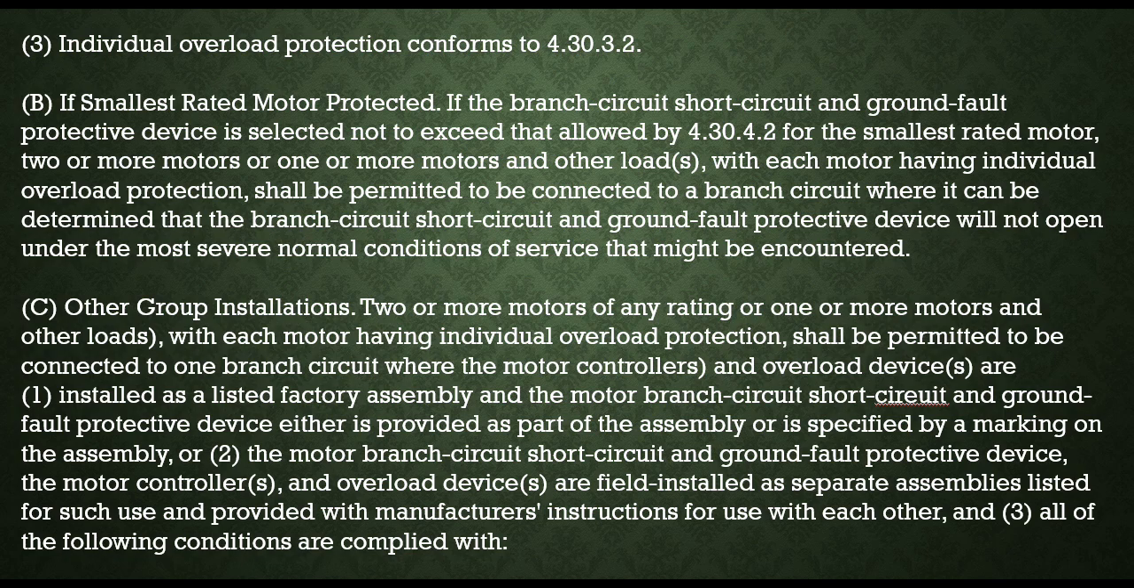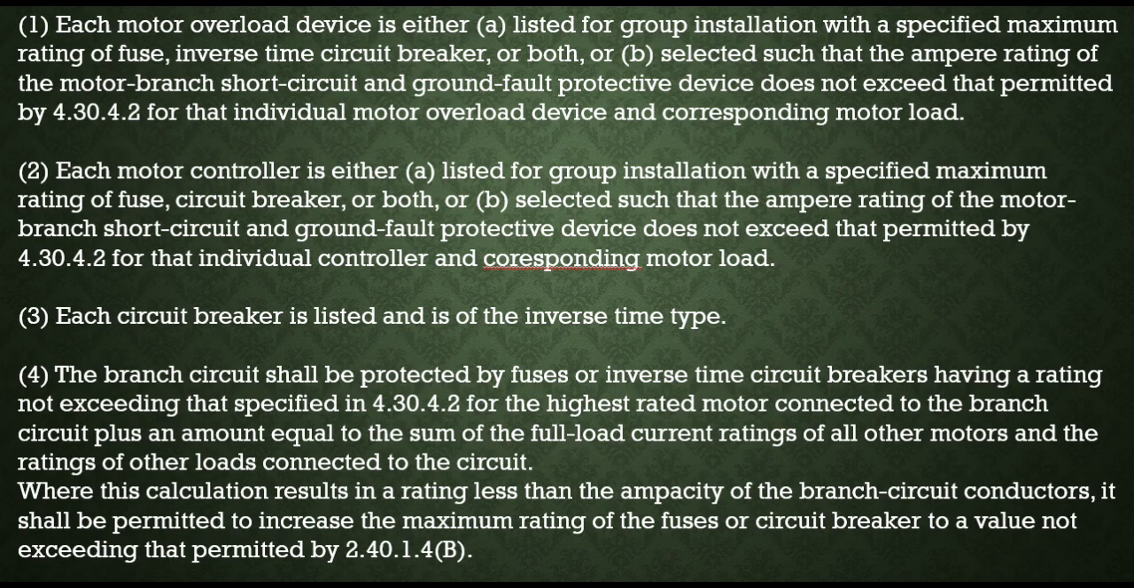For other group installations, two or more motors can be connected to one branch circuit kung naay individual overload protection and specific conditions are magtagbo, like factory assemblies or field installed components. Next, it details requirements for motor overload devices and controllers in group installations.